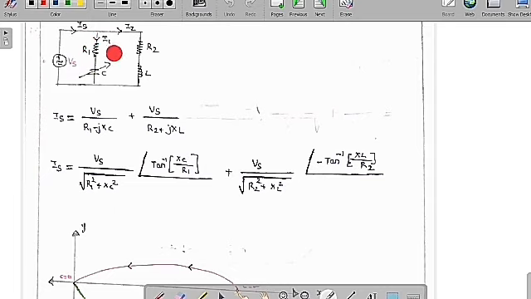So the source current is equal to I1 plus I2, where I1 is equal to Vs by R1 minus jXC, and I2 is equal to Vs by R2 plus jXL. If you want to convert to polar format, we get Is equal to Vs by square root of R1 squared plus XC squared at an angle of tan inverse of XC by R1, plus Vs by square root of R2 squared plus XL squared at an angle of minus tan inverse XL by R2.